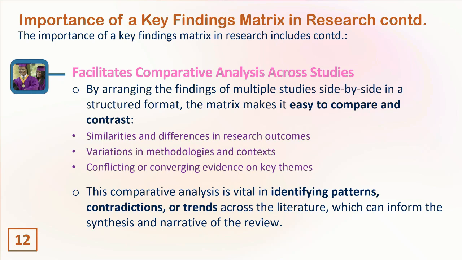The key findings matrix facilitates comparative analysis across studies by arranging the findings of multiple studies side by side in a structured format. The matrix makes it easy to compare and contrast similarities and differences in research outcomes, variations in methodologies and context, and conflicting or converging evidence on key themes. This comparative analysis is vital in identifying patterns, contradictions, or trends across the literature, which can inform the synthesis and narrative of the review.